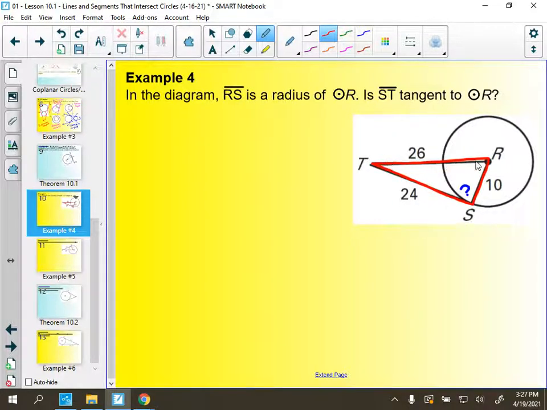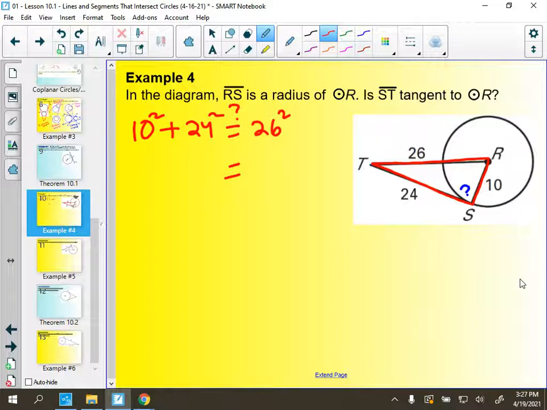And this would be my hypotenuse length. So if this is a right triangle, what would have to be true? We should be able to take the legs squared and add them together. And like I said, if this is truly a right triangle, that should equal the hypotenuse squared. So we're using that converse of the Pythagorean theorem, 26 squared.